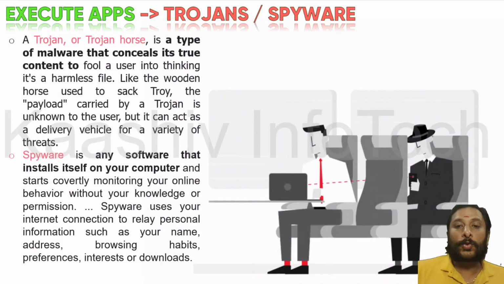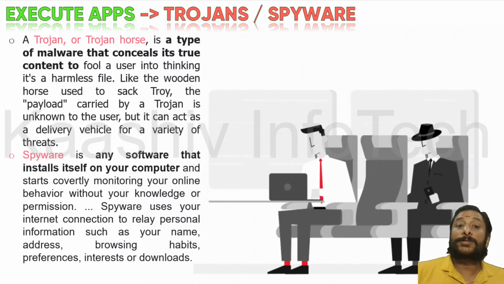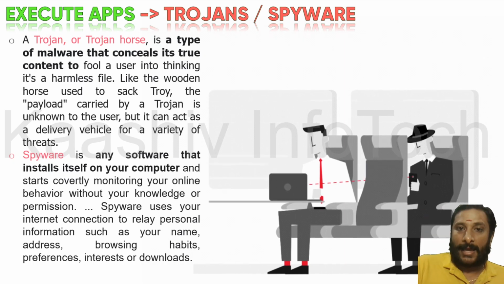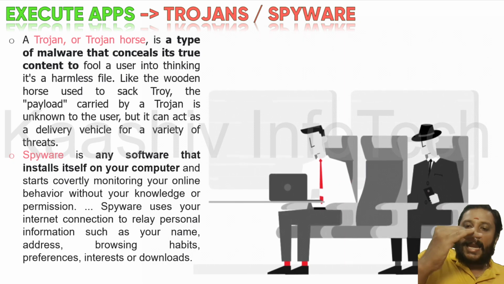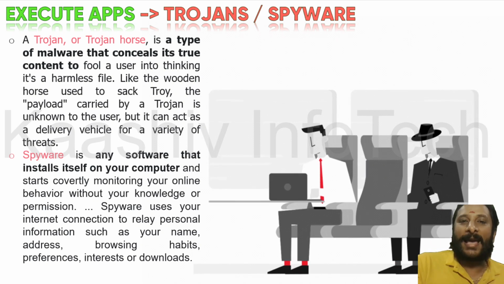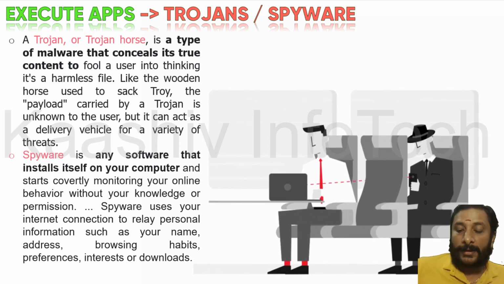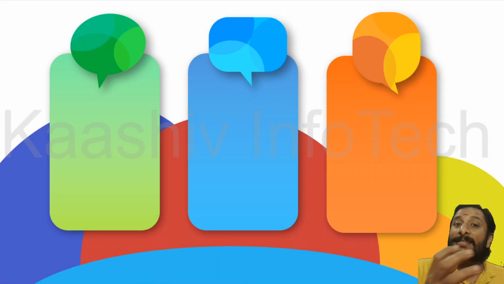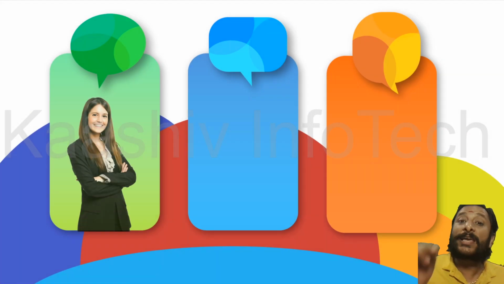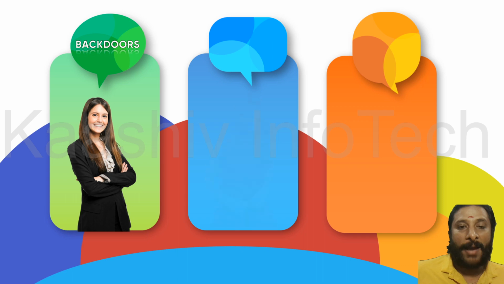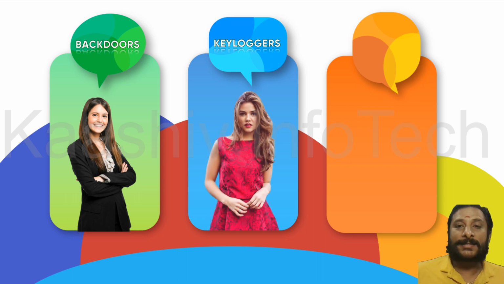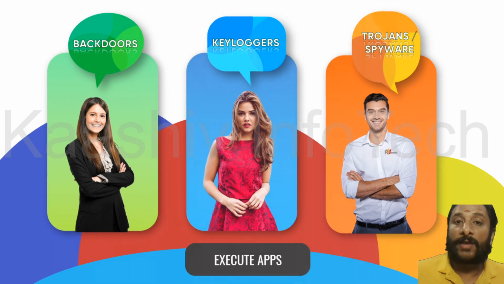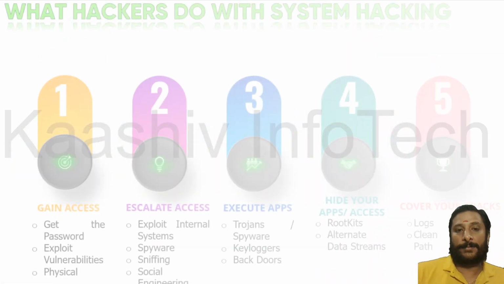The other one is trojans and spyware. Putting a virus or a spyware into the system to activate the apps, gain the access, elevate the access, activate or execute the app. So these are the three things you can use to execute the viruses which you inject into the computer: backdoors, keyloggers, and trojans and spyware. This is how they will try to execute the apps.